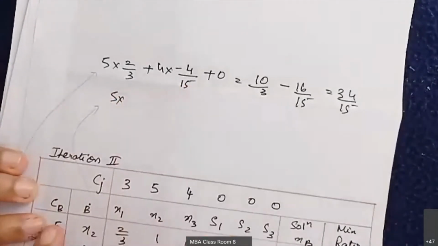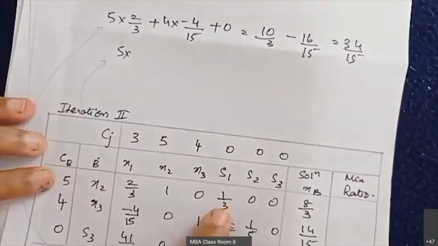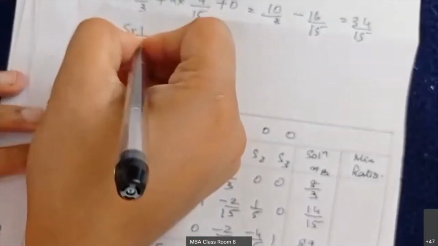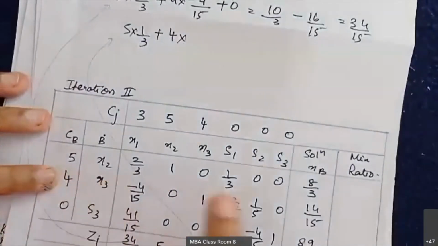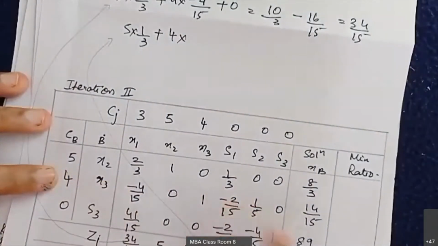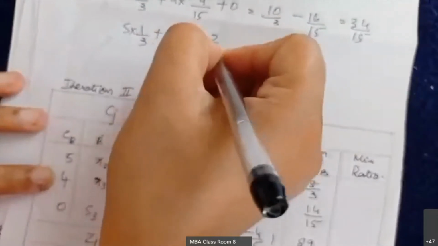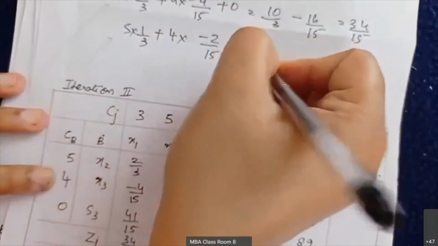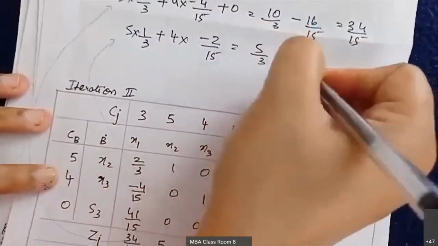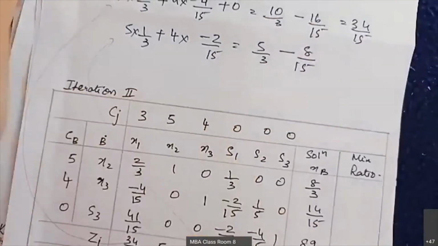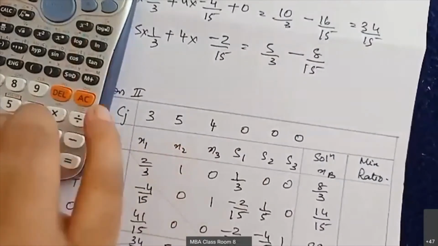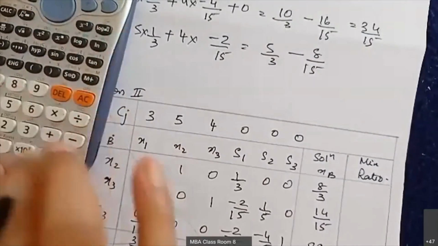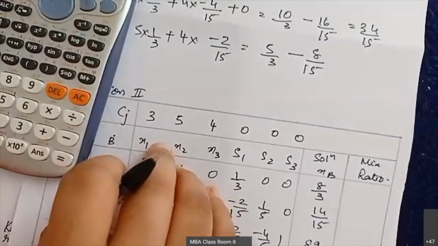Tell me what will be the values? 5 into 1 by 3 plus 4 into minus 2 by 15. That is 5 by 3 minus 8 by 15. What is the value? 5 divided by 3 minus 8 divided by 15, which is 17 divided by 15.